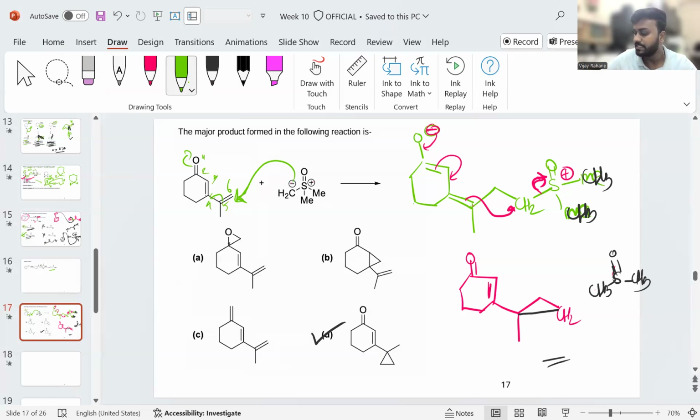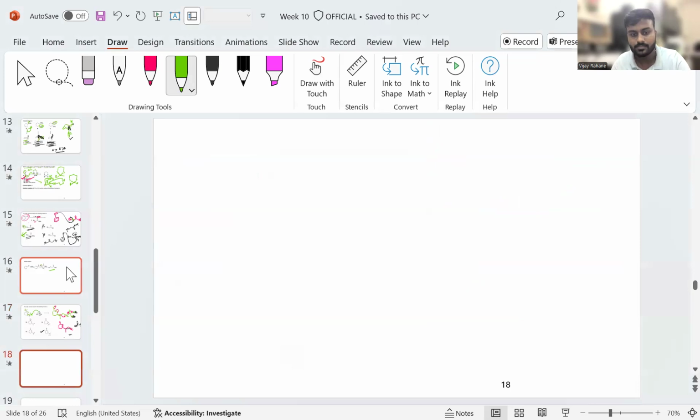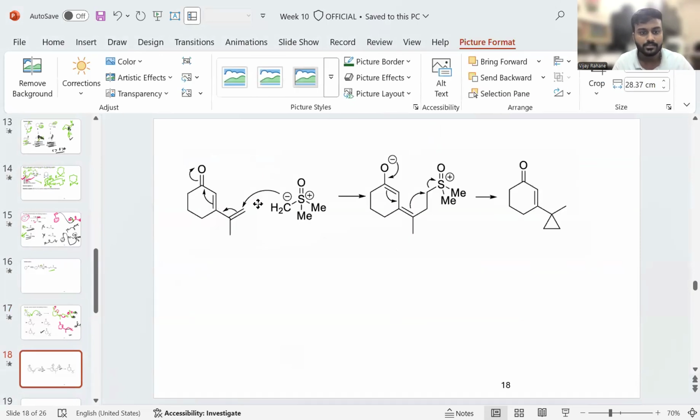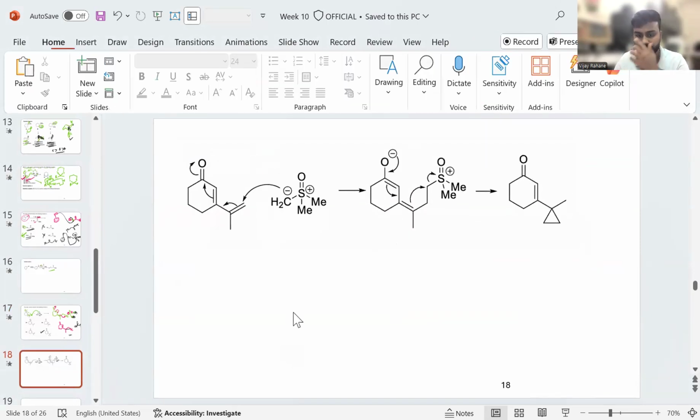If you want to look at the detailed mechanism, I will just paste it here, so you can write it down from this slide. Right, so here is the detailed mechanism. You can refer to it from here.